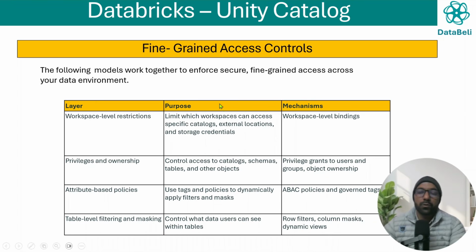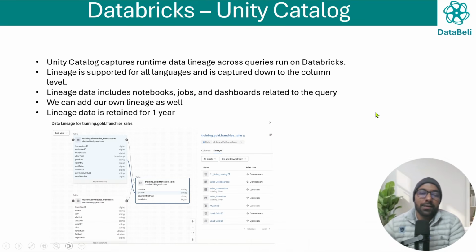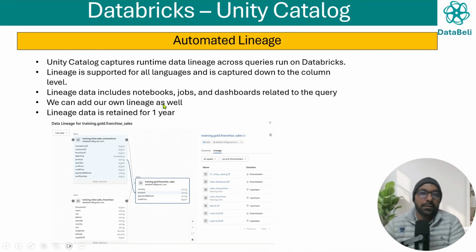So these were the two core features, central user management and central metadata management, where Unity Catalog started. But with time, it has included so many new and useful features. So let's understand them as well. The next feature we are going to discuss is the automated lineage.